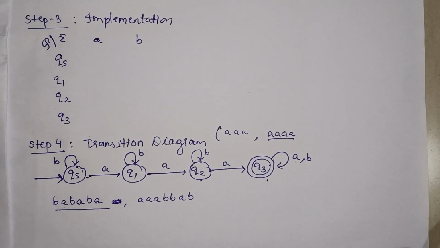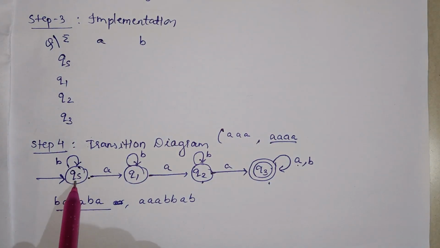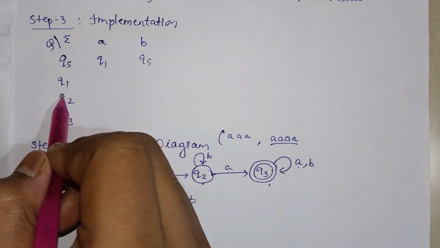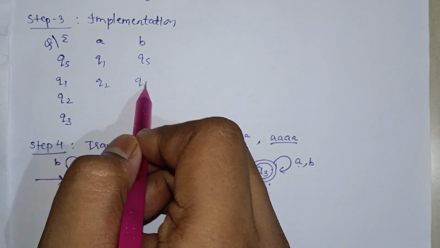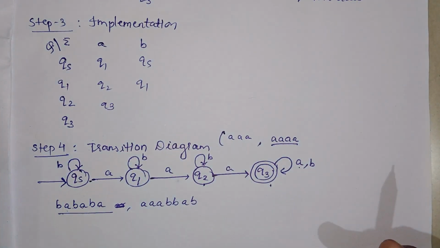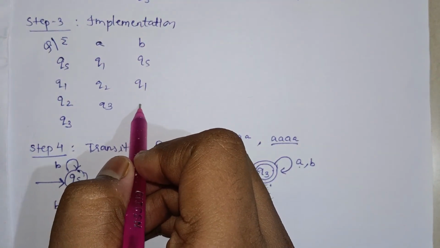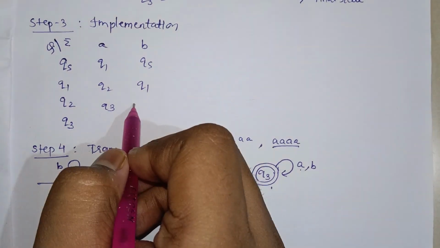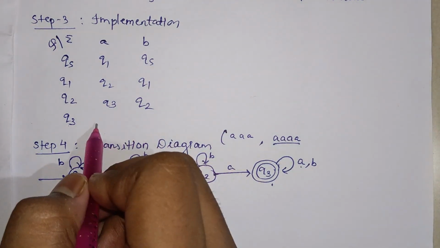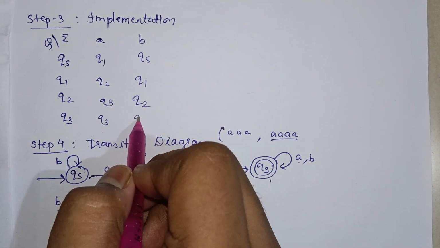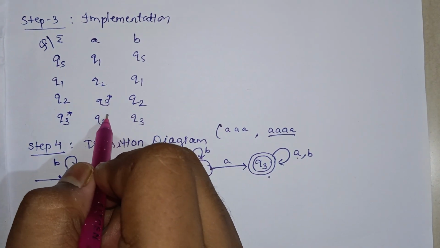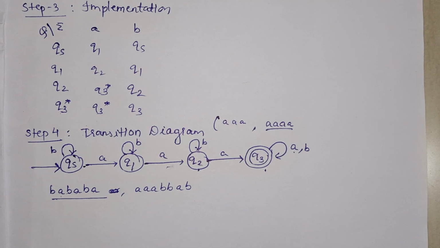Now we will fill the table. For Qs, it receives a, it will go to Q1, and it receives b, it will stay in the same state. For Q1, on a it will go to Q2, and on b it stays in the same state. Same, Q2 receives a, it will go to Q3, and on b it will again stay in the same state. And Q3 receives a, it will go to the same Q3, and on b the same Q3. Since Q3 is our final state, it is marked with an asterisk.